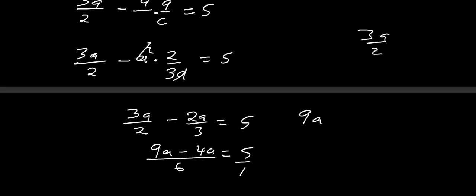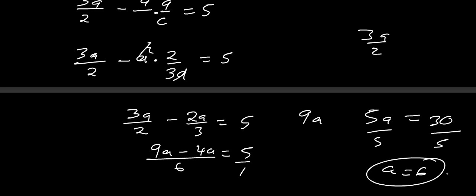This is going to give us 5A, right? Yeah. So 5A is equal to 30, meaning you have 5 there, you have 5, implying that according to this, your A is equal to what? Your A is equal to 6.